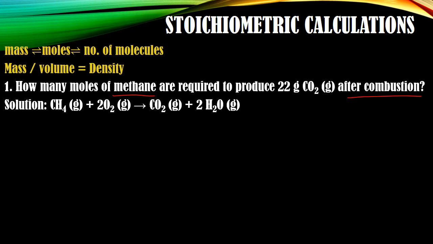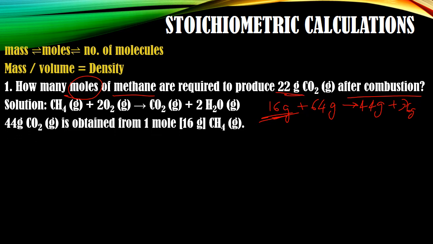Now, if you look at this equation, we just now saw we have 16 grams of methane reacting with 64 grams of oxygen to give 44 grams of carbon dioxide plus 36 grams of water vapor. So the question is, how much methane in moles is required to produce 22 grams?